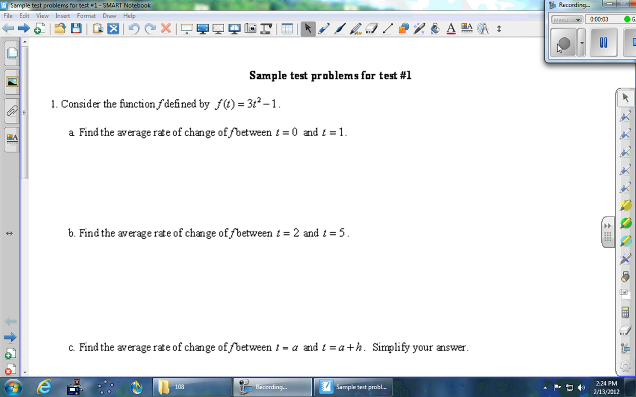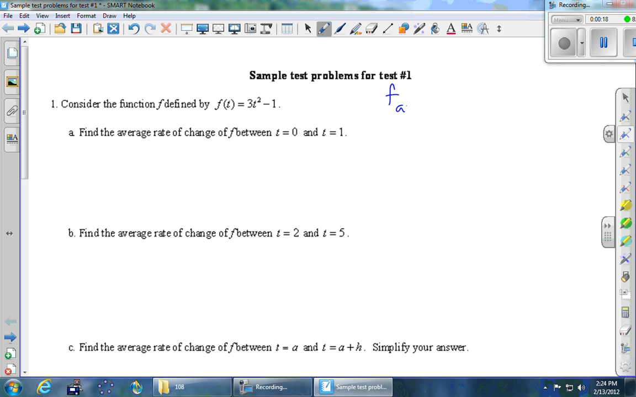This is problem number 1 on the sample test problems for test number 1. Consider the function defined by f of t equals 3t squared minus 1. A, find the average rate of change of f between t equals 0 and t equals 1.